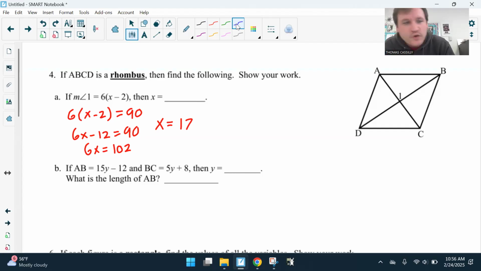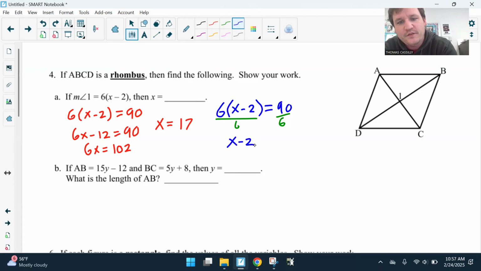Now, another way you could have done this problem: remember, this is 6 times x minus 2. How do you kill times? You divide. So if you want to, instead of distributing, divide by 6. Sometimes this is a better way of solving it. You don't have to do this, but it's not a bad idea. You get x minus 2 equals 15 here. Then just add the 2 over, and you get x equals 17. Whichever way you want to do it doesn't matter. You're going to get the same answer.